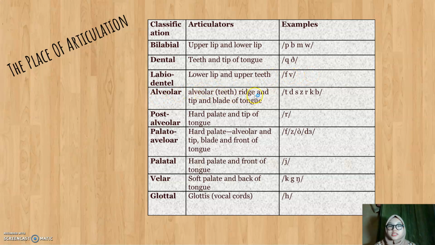Alveolar, alveolar ridge and tip and blade of the tongue. Examples are t, d, s, z. Post-alveolar, hard palate and tip of the tongue. Palato-alveolar, hard palate, alveolar ridge, and tip, blade and front of the tongue. Palatal, hard palate and front of the tongue. Velar, soft palate and back of the tongue, k, g. Glottal, glottis.